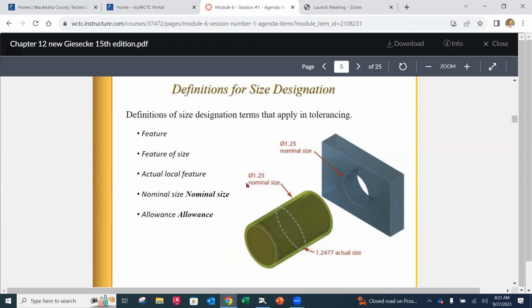The less I have to touch that feature, the less time I have to spend on it, the lower the cost, okay? So that's why when we put numbers on, we want to make them nominal values that are going to relate to tools that can be used. So when we think of holes, okay, what are the standard drill sizes?